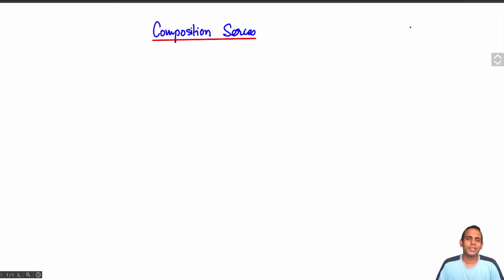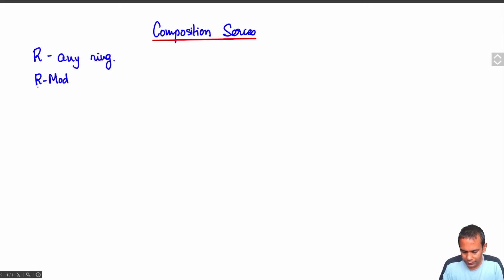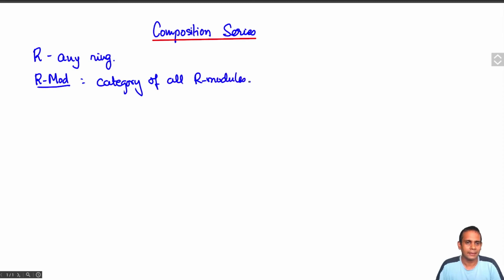Today I'll tell you about composition series. Our primary objective is to understand the category of modules over a ring. So let R be any ring, and let's denote by R-mod the category of all R modules. We want to understand this category. So in some sense, we want to understand what are all the objects of this category.